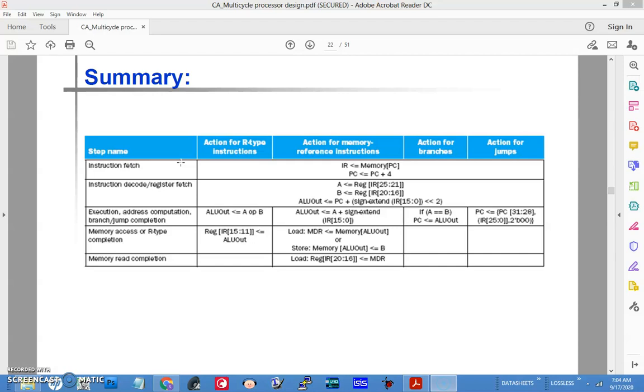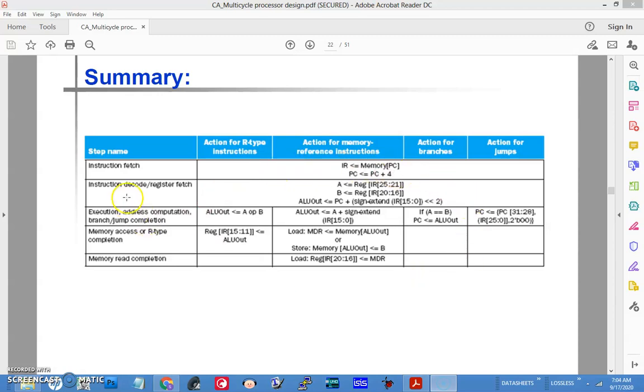The first thing you need to understand is that the execution of an instruction is broken down into different stages and each stage is executed in a single clock cycle. So these are the typical stages of execution: 1, 2, 3, 4, 5. Some instructions will require all the stages, some instructions may not require all the stages. So we need to be very clear on what are the stages required for a particular instruction.